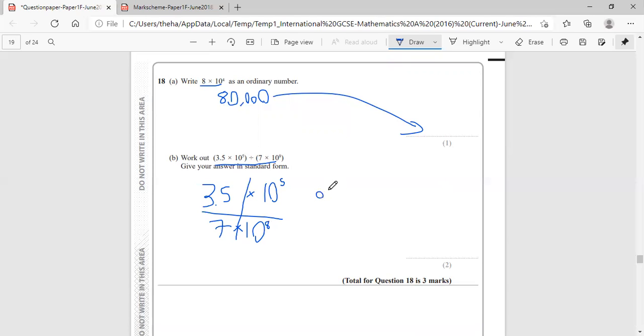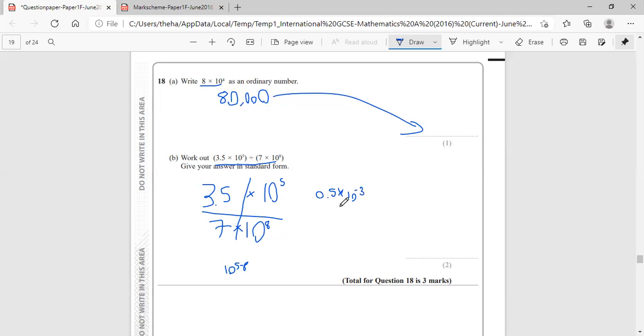So we've got 0.5 times 10^5 divided by 10^8. When you're dividing powers, what you do is you subtract them. So we've got 5 minus 8, so we've got times 10 to the negative 3. And is that our answer?